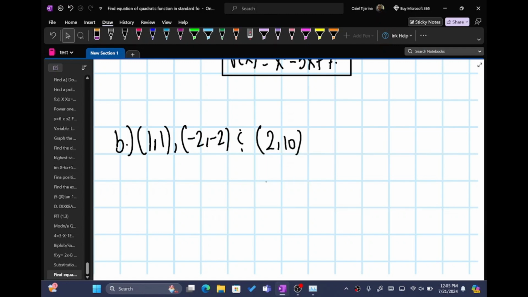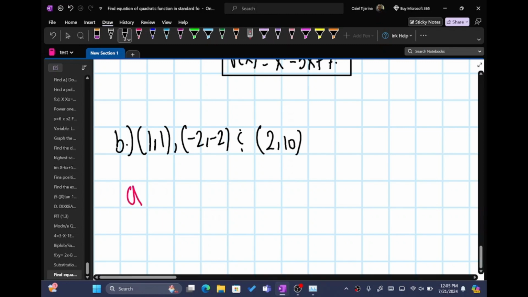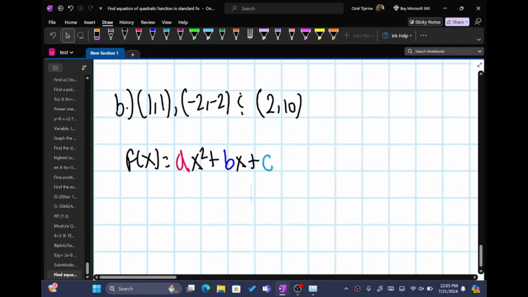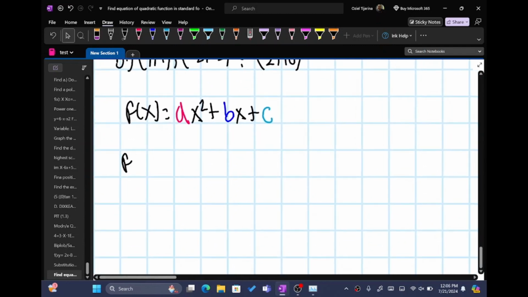So, like I said, we're looking for a, b, and c. So we have, again, y equals, or f of x. Let's do f of x. F of x is equal to ax squared plus bx plus c. Okay. And one of the things that we know is that f of 1 is equal to 1. So I can go ahead and do the following.